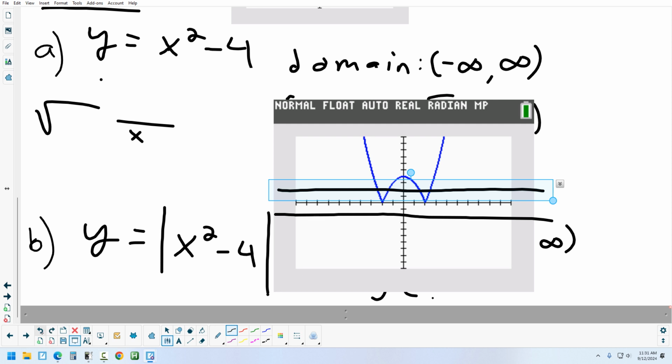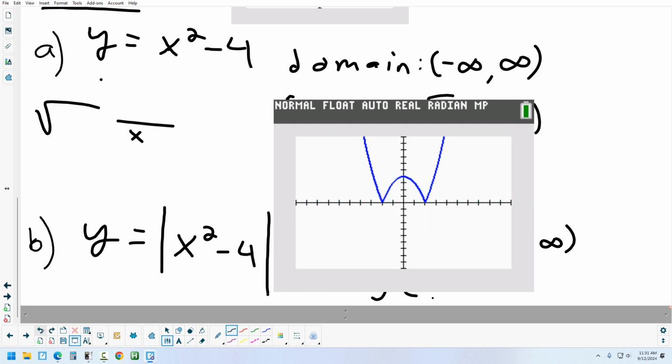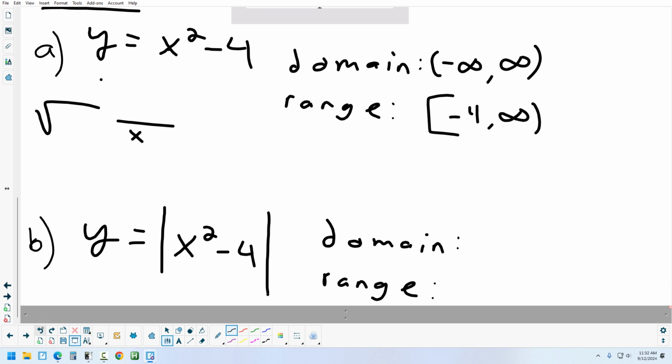0 and infinity. Yeah, it's between 0 and infinity. It never goes below 0, but it goes up forever. So the range is 0 to infinity. And it does hit 0. It actually hits it twice where the points are in the graph. Hits it in 2 spots.